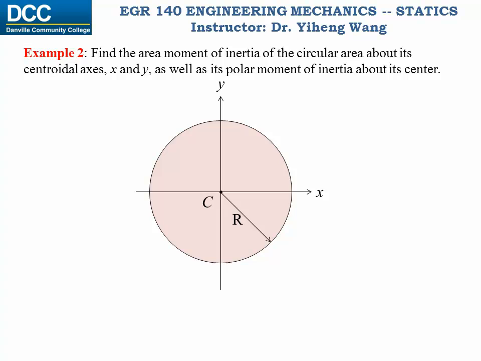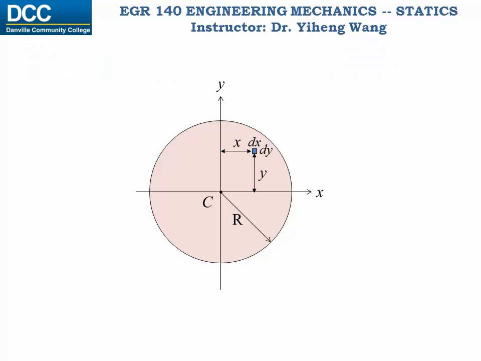We need to find the area moment of inertia of this circular area with a radius of r about its centroidal axis, x and y, as well as its polar moment of inertia about its center, point C. Let me remind you again, polar moment of inertia about point C is actually the area moment of inertia about a z-axis that is perpendicular to the xy plane and passes through point C.